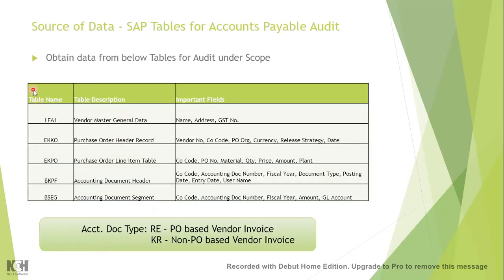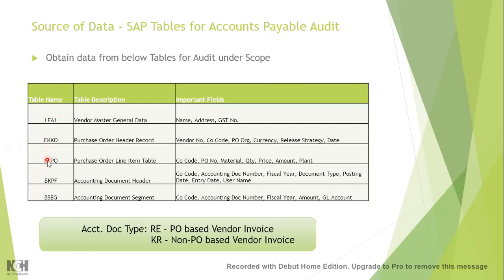Before getting into the individual transactions, what I would suggest is you get data for your accounts payable audit. And as you know, I prefer to get the data from different tables. So these are five important tables I believe you should ask your client to provide you. So first table is LFA1. This is a vendor master data table. So from this table you will be able to identify GST compliant or non-compliant vendors.